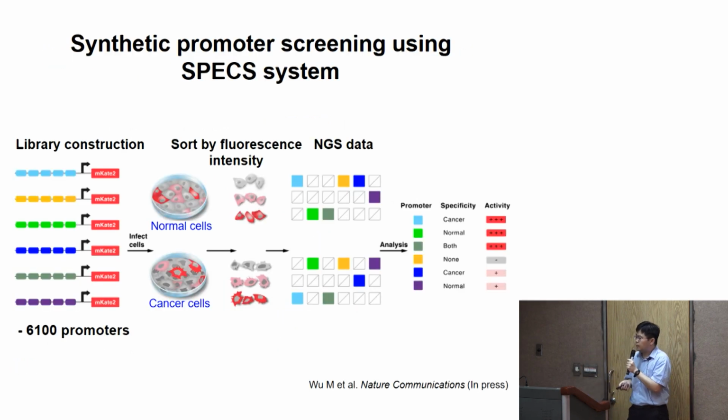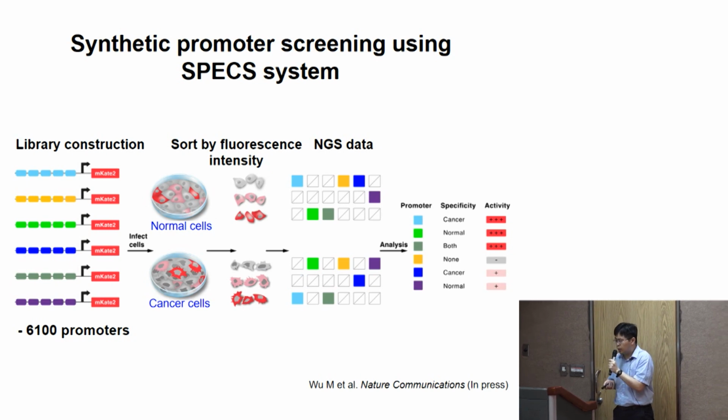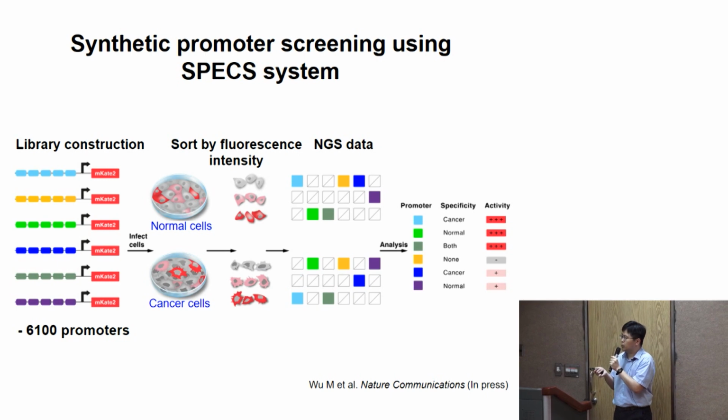First, we construct a library of synthetic promoters constituted of almost all known human transcription factor binding sites. Each individual binding site is fused together upstream of a minimal promoter and used to regulate a fluorescent protein, a red one.